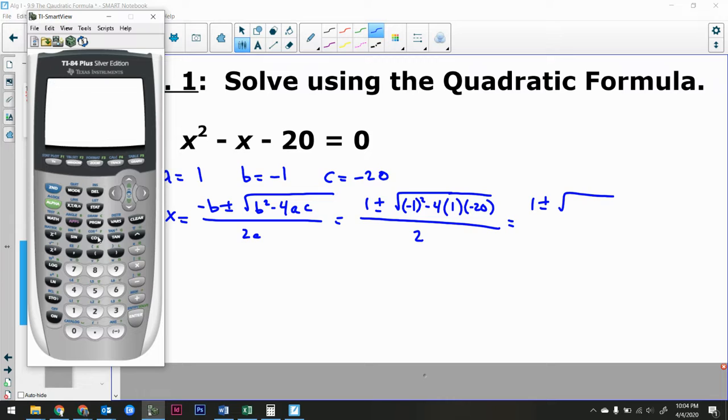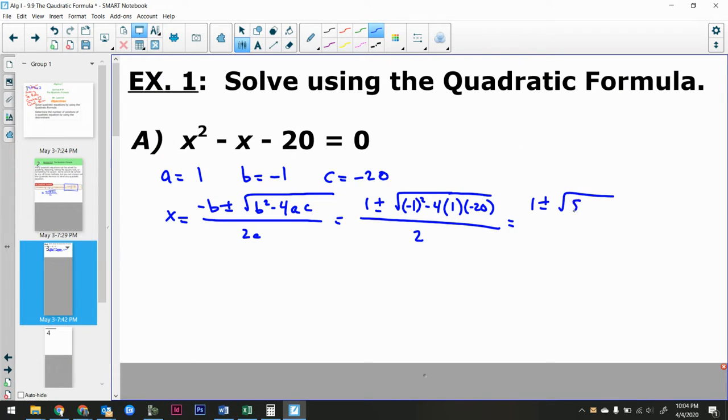Okay, so we've got parentheses, -1 squared minus 4 times +1, 4A times C, -20. So I get an 81. All divided by 2. Show that step, folks. Show that step. 1 plus or minus, now what is the square root of 81? 9. All divided by 2.